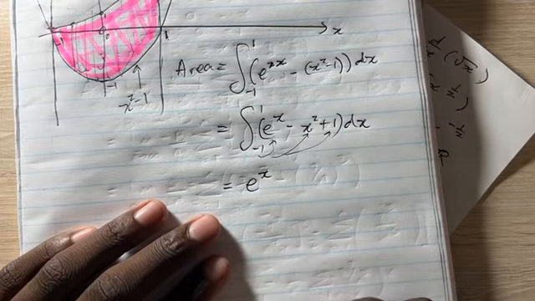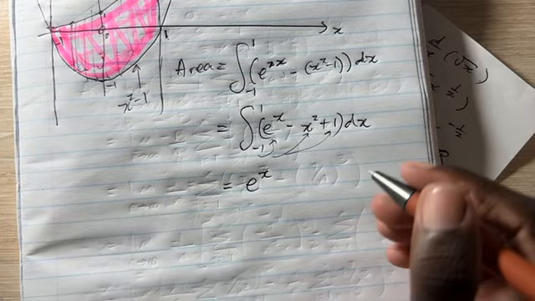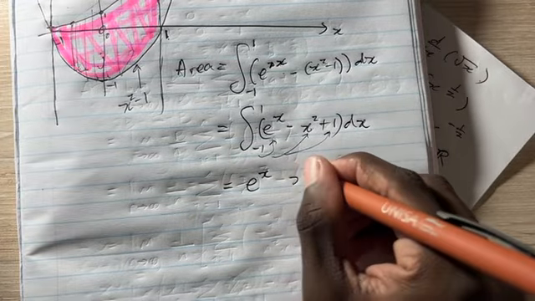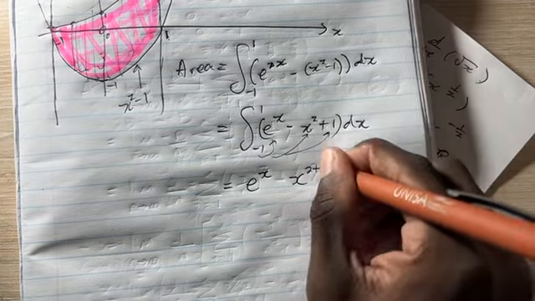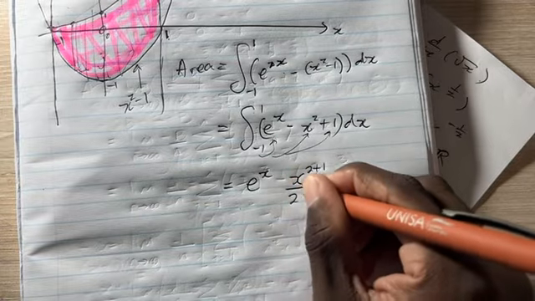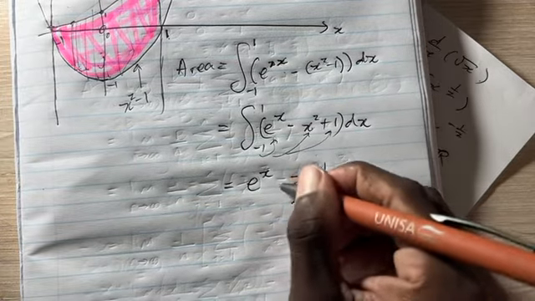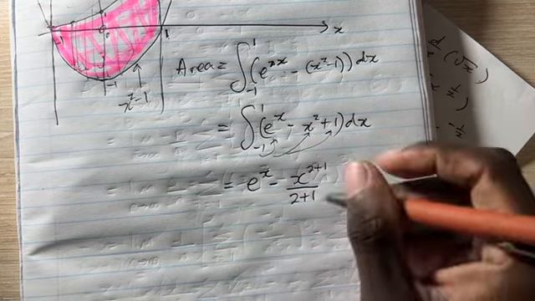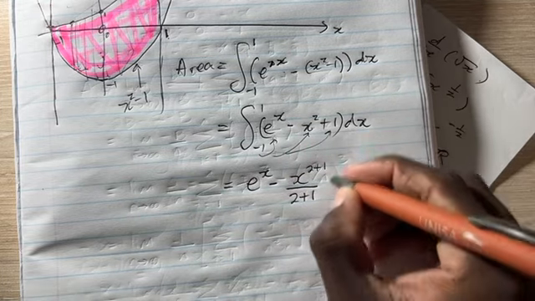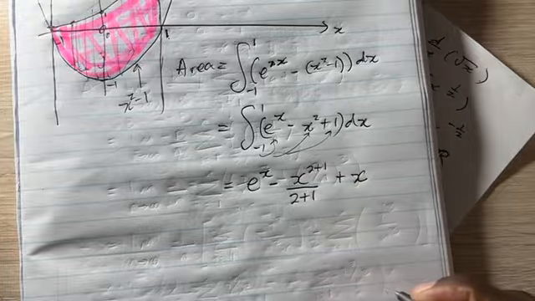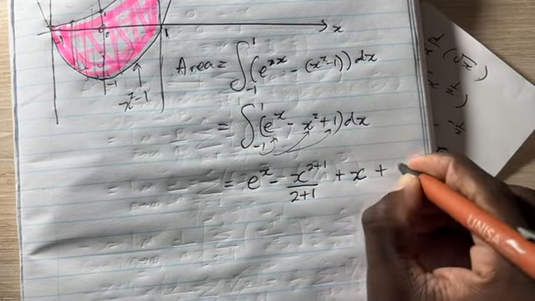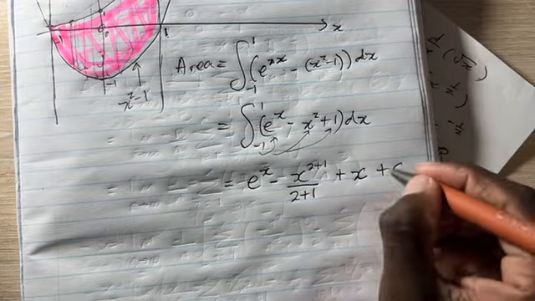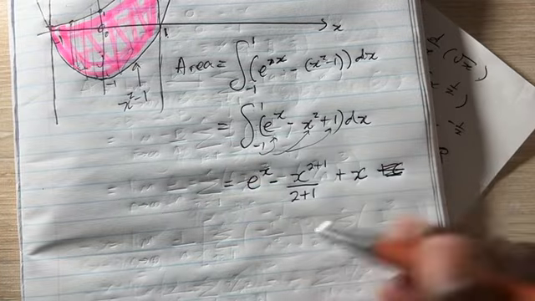What's the integral of negative x squared? It's going to be x to the 2 plus 1 over 2 plus 1. And the negative sign is just a constant, so it doesn't really matter. Integral of 1, that's x. Then plus c. Oh shoot, this is a definite integral. No need for the plus c, my bad, since it's a definite integral.